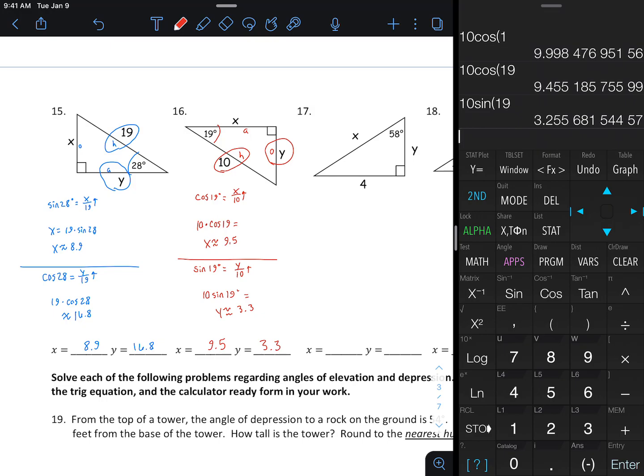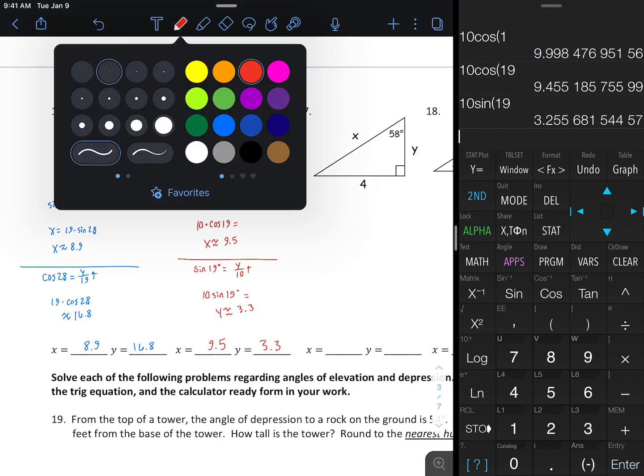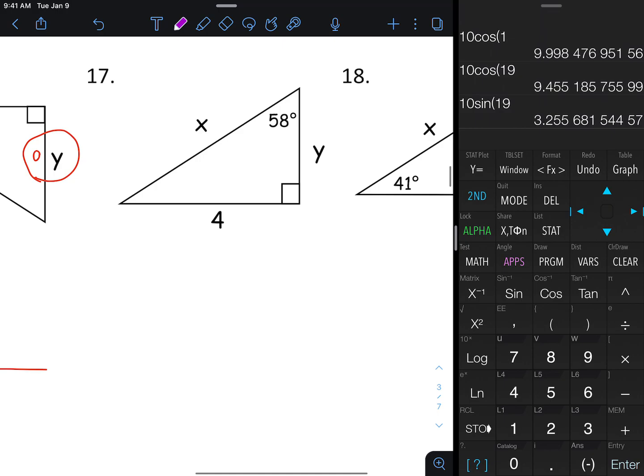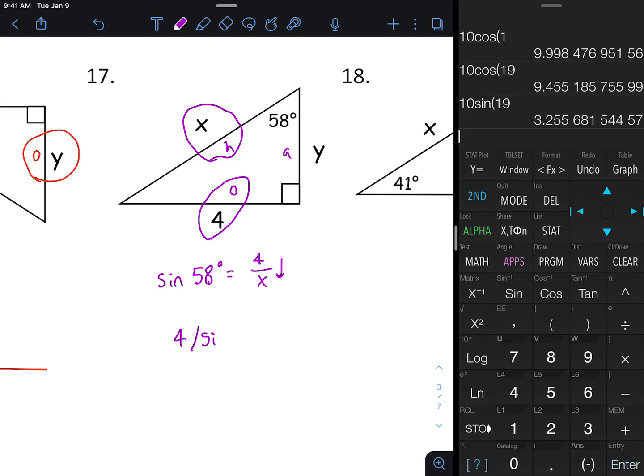All right, a couple more. Label opposite, adjacent, and hypotenuse right here. Let's find x first, which is O and H. That'll use the sine function. Sine of 58 degrees equals 4 over x. If x is in the denominator, after you cross multiply and divide, you'll get 4 divided by sine of 58.